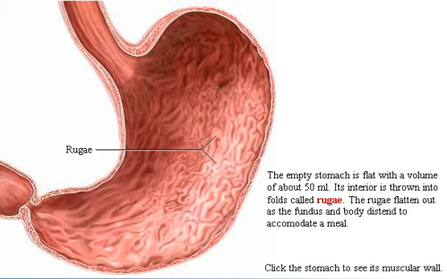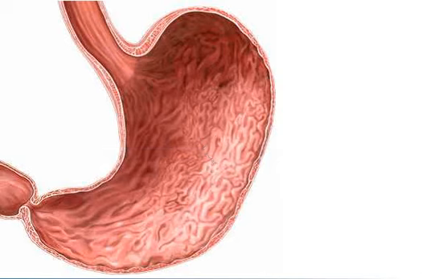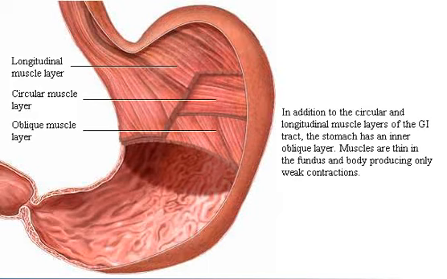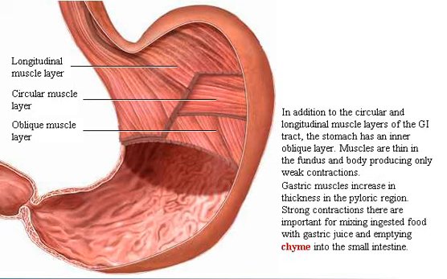Click the stomach to see its muscular wall. In addition to the circular and longitudinal muscle layers of the GI tract, the stomach has an inner oblique layer. Muscles are thin in the fundus and body and produce only weak contractions. Gastric muscles increase in thickness in the pyloric region. Strong contractions in the pyloric region are important for mixing ingested food with gastric juice and emptying chyme into the small intestine.